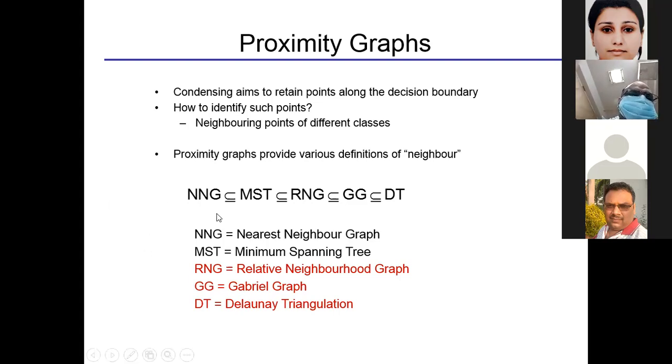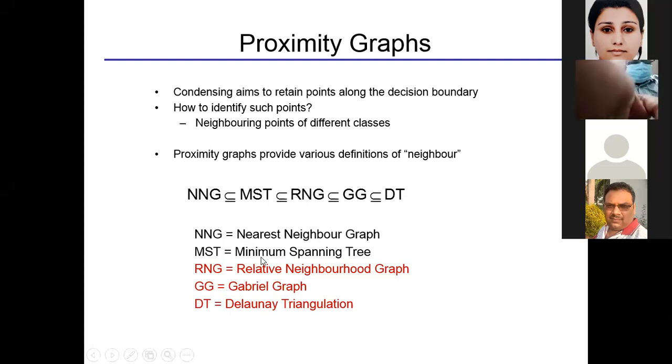If you look at this, each is a subset of the next. So NNG is the least complex one. Then the minimum spanning tree is more complex in comparison to NNG. And then RNG is much more complex than the previous two, then GG and DT. It depends upon your problem domain, which graph is appropriate for condensation purposes. If you are representing a nearest neighbor graph, it's an easy graph. One neighbor is connected with other neighbors.